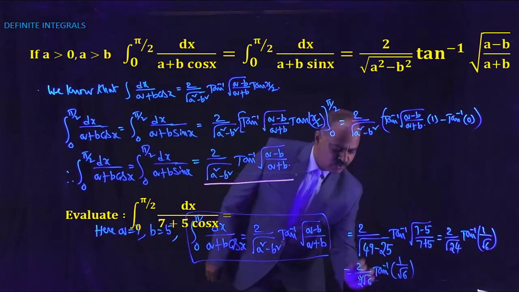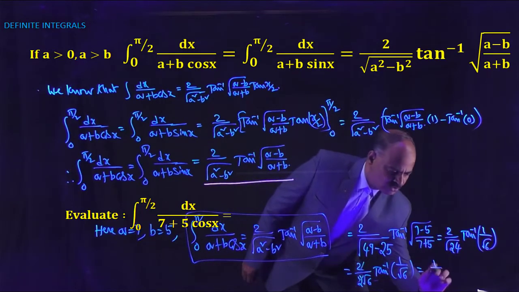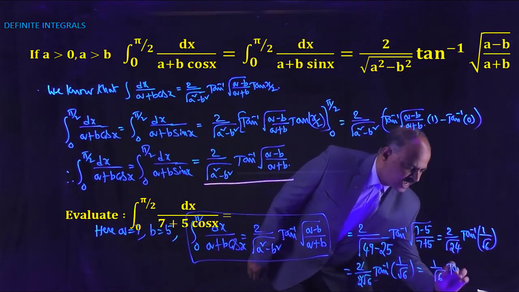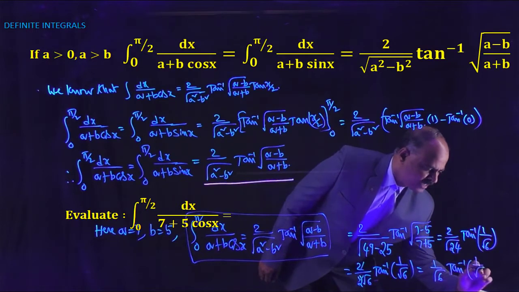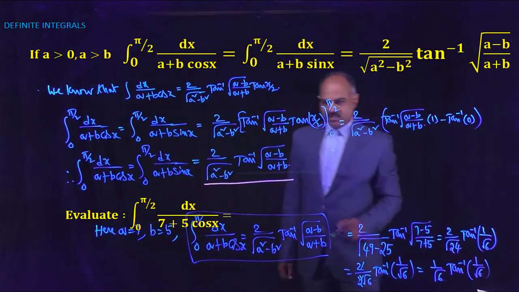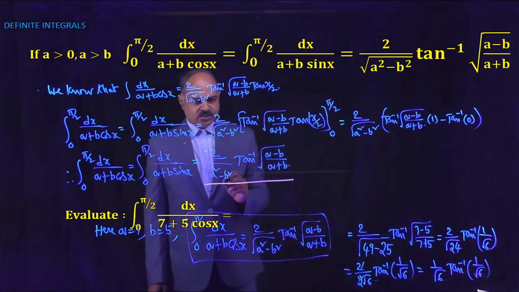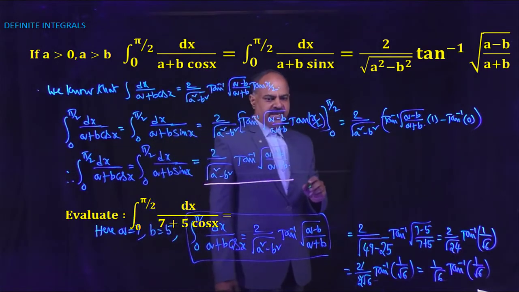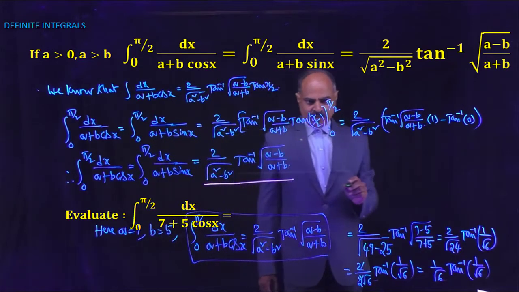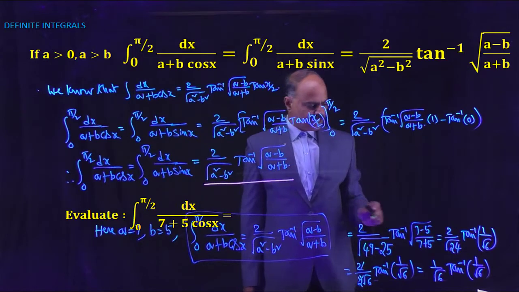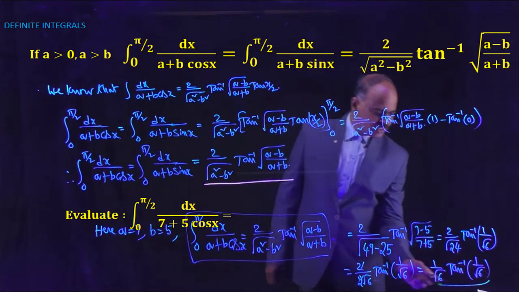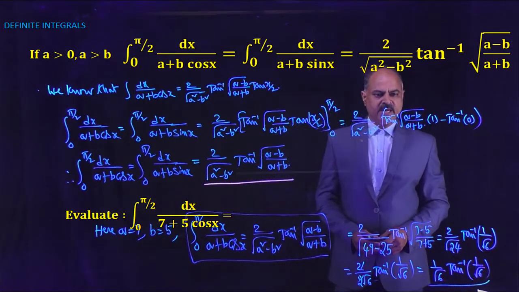So here the 2 and 2 get cancelled, that is equal to 1 by root 6 into tan inverse 1 by root 6. Therefore integral 0 to pi by 2 dx by (7 plus 5 cos x) equals 1 by root 6 into tan inverse 1 by root 6.